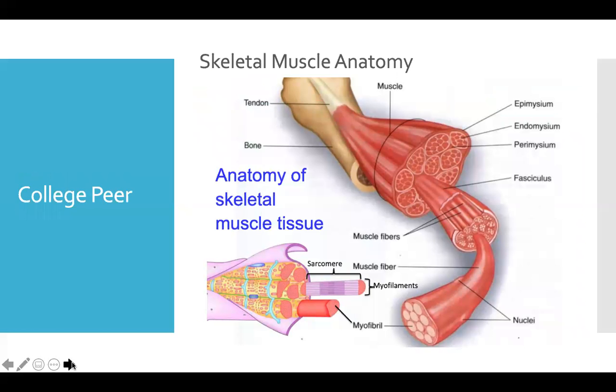For a college peer, this is the skeletal muscle anatomy. So as you can see, bundles of myofibrils make up a muscle fiber, and bundles of muscle fibers make up the fasciculus, and bundles of the fasciculus make up the muscle itself.